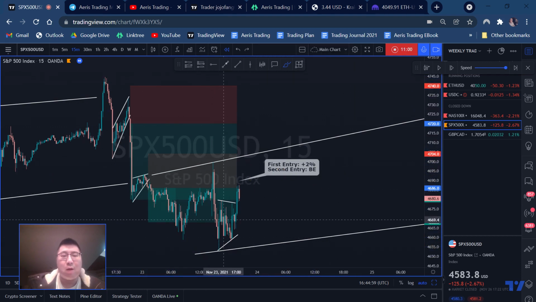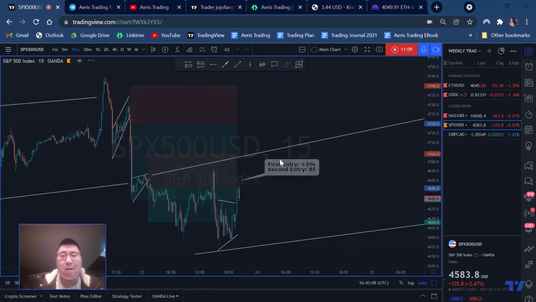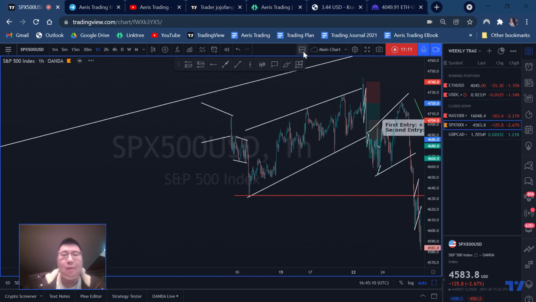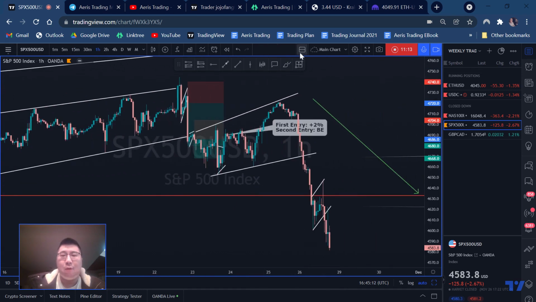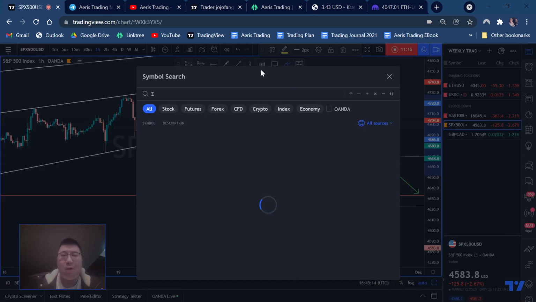We already pushed down quite a bit already. I wouldn't know if this is going to start having a bullish reversal from this point. So I'm happy to secure profit here, and then basically observe a little bit more to see what the price will do after completing the overall correction.